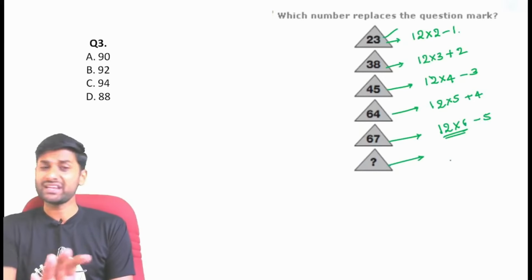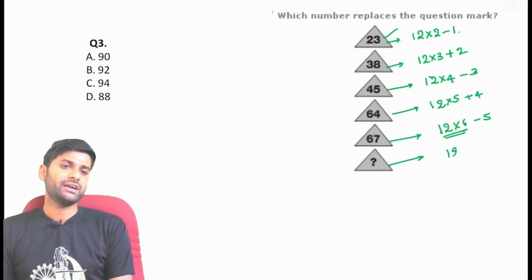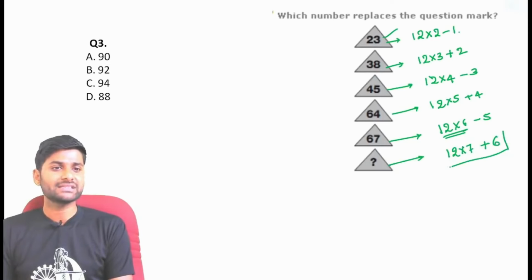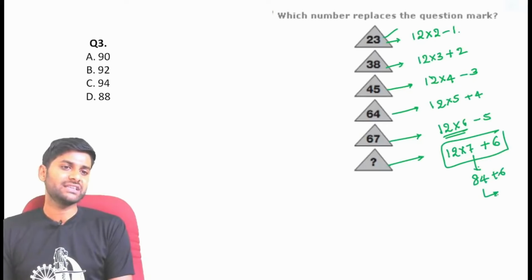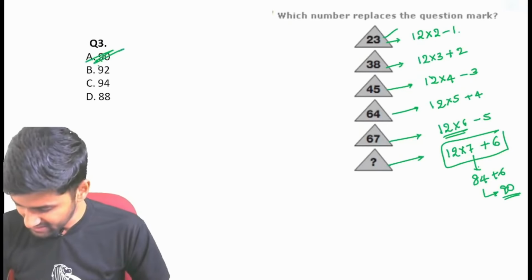So the next number. That is the individual pattern. The previous question depends on a series pattern. This question depends on an individual pattern. Now here the answer is 12 into 7. We need to add 6 to the number, guys. So here the resultant becomes 84 plus 6, the resultant becomes 90. So 90 is the perfect answer, guys.